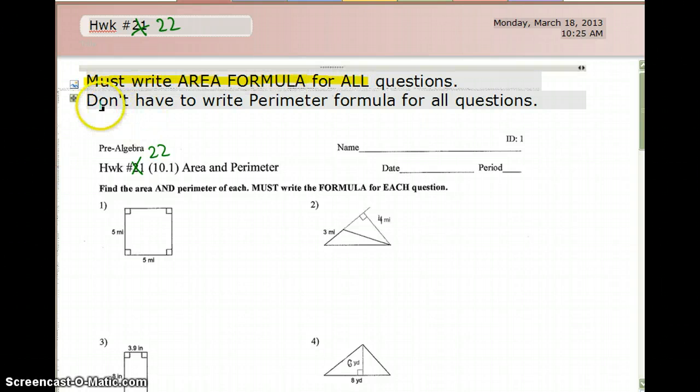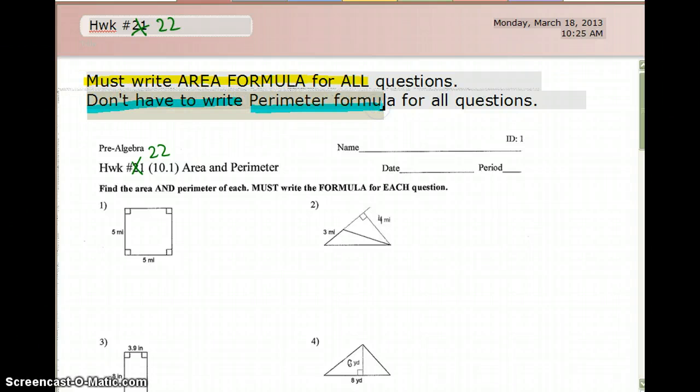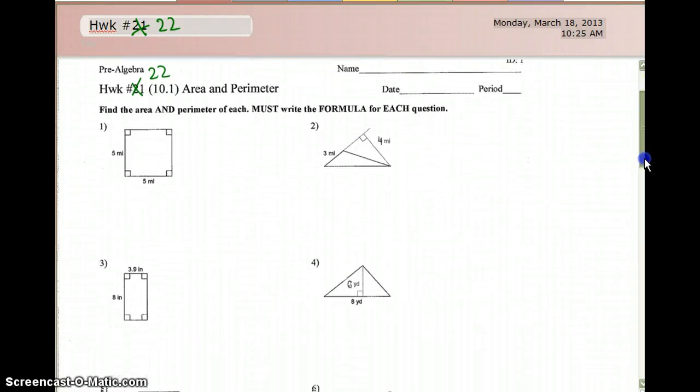But what you don't have to do is write the perimeter formula for the questions, because a lot of the questions you don't have to find the perimeter. So we're really focusing mostly on area tonight for your homework. So let's get started with number 1.